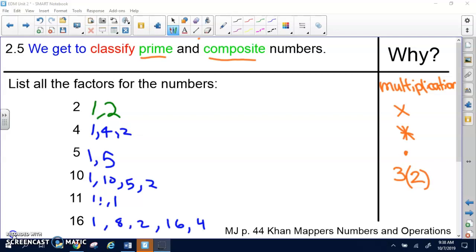A prime number. Prime to me, I think of some words that connect to it. One of them is primary. Primary means 1. Prime or primary means 1. That means that a prime number only has 2 factors: 1 always, but itself as well. Since all the numbers have 1 as a factor, the other factor it has is itself. And that's it. So prime numbers are, who can help me?